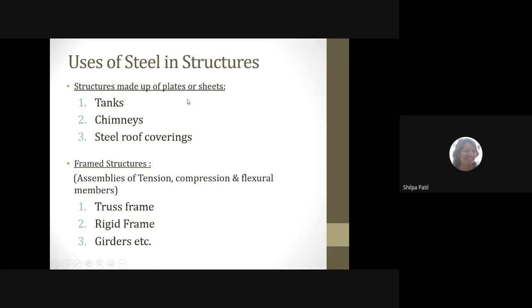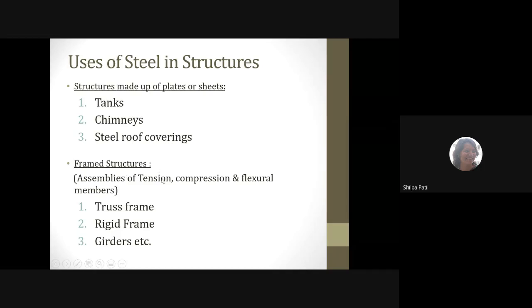But if the same steel, when we use in the form of a specific section, like I section, channel section, T section, angle section, we are actually forming different members of a structure, and these members are identified as a tension member, compression member, flexural member, depending upon the load they are carrying or the stresses they are developing due to the action of the loading. So when we assemble all these members together, we call them a frame structure.